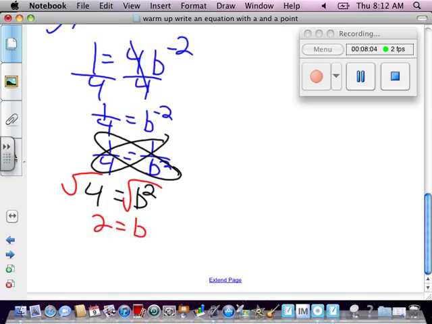All right, so let's plug this back in. So I get y equals 1 times 2 to the x. Anybody have questions so far about how to do this? Feel pretty good? Okay, let's move on to number 4.